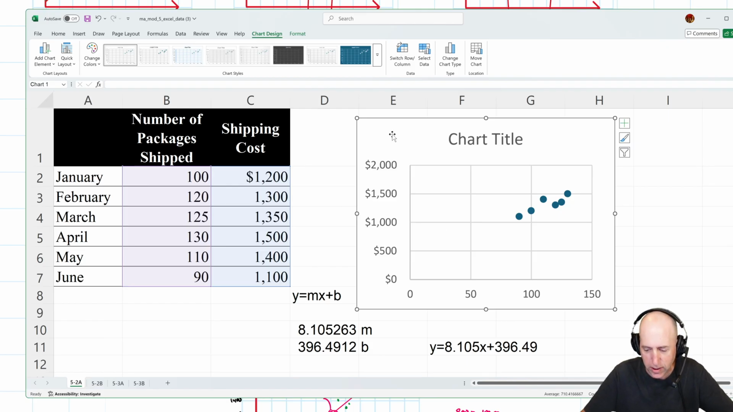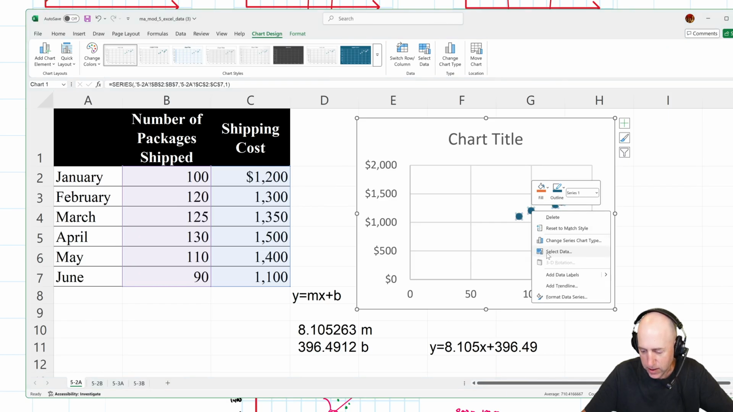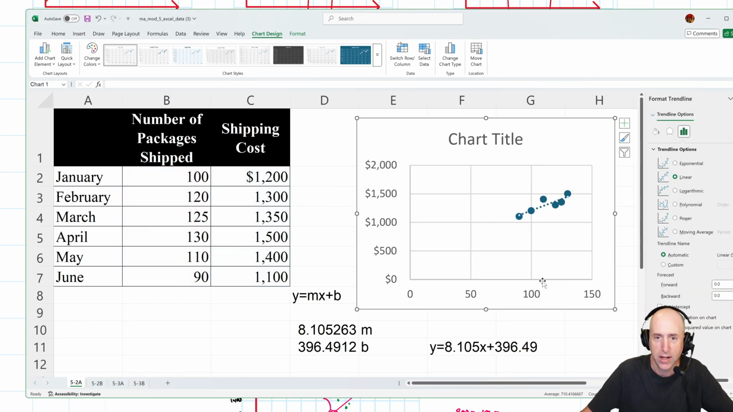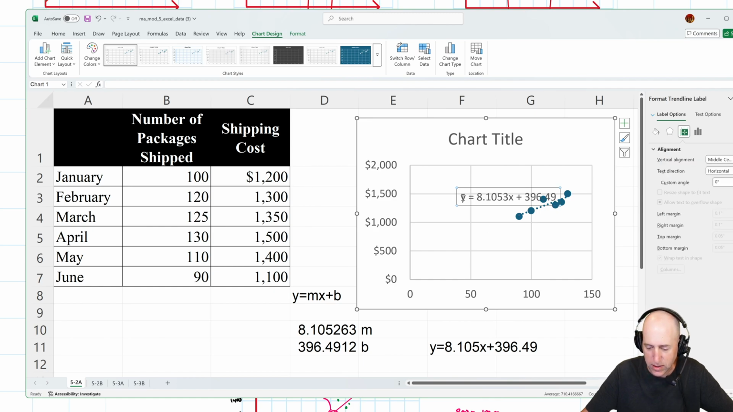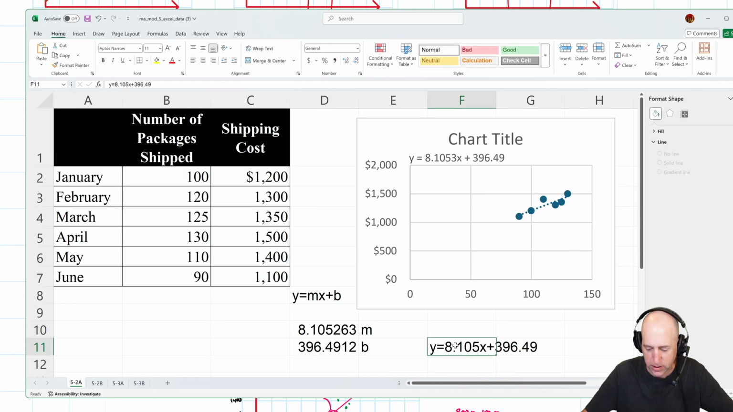And now I just want Excel to draw a line. So I click on the data, I right click, I say add a trend line. And Excel adds a trend line. And on it, I can just say display equation on chart. And that's the information I was looking for, right? Here's the number. Y equals 8.1x plus 396. It's the same, right? It's the number we got there. Y equals 8.1x plus 396.49. And so that's my answer, right?